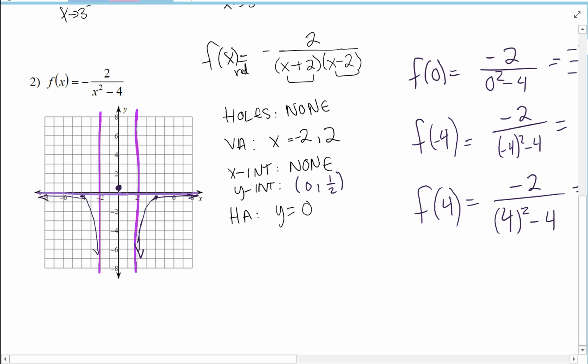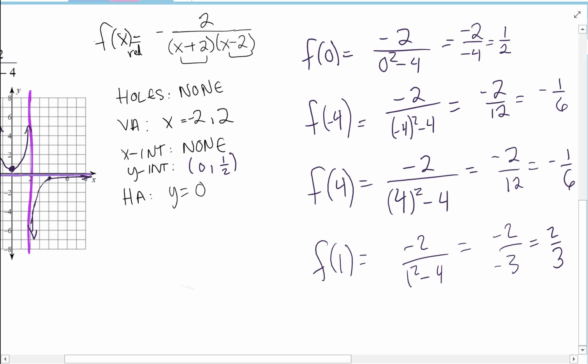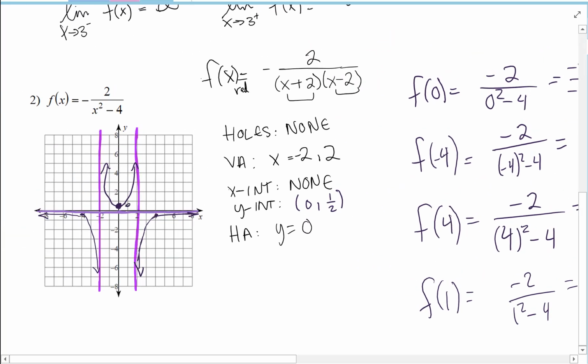I'm going to plug in 1 just to give me an idea of where that goes, but honestly, if you just went like this, I would be fine with that. Plugging in 1 gets me 2/3. So this should be a little bit wider than it looked before.